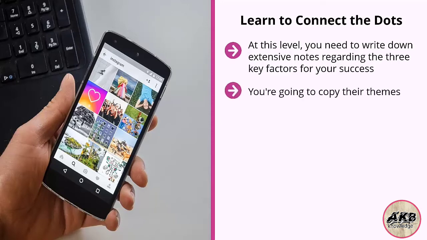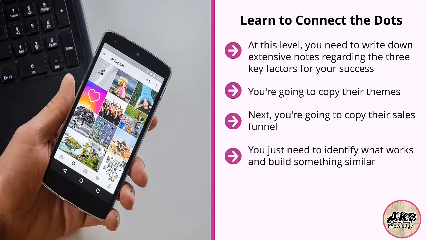You're going to copy their themes. These themes are content themes. These are the things that they talk about consistently, which get a lot of love from their followers. Next, you're going to copy their sales funnel. There's a reason why the vast majority of your competitors have adopted pretty much the same sales funnel. There's no need for you to be a hero. There's no need for you to come up with something completely new. You just need to identify what works and build something similar. You need to build something that will improve on what your competitors have done.